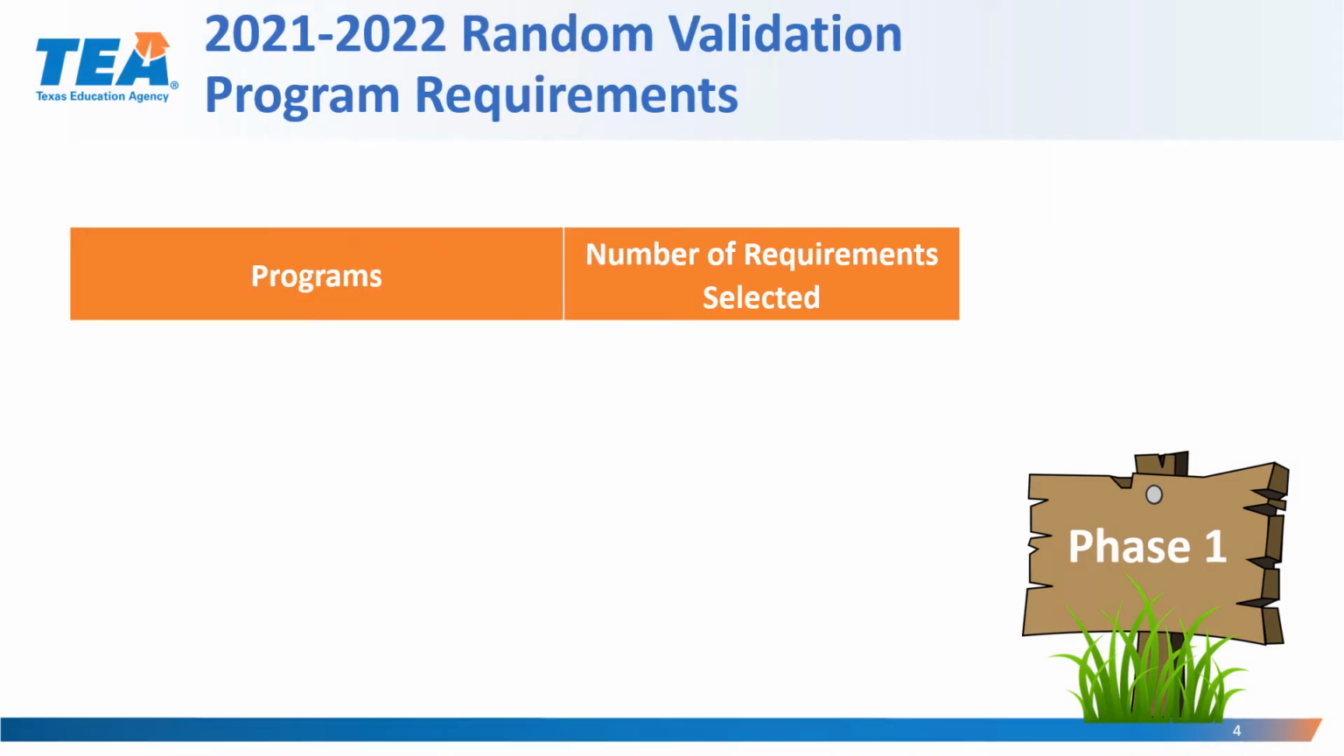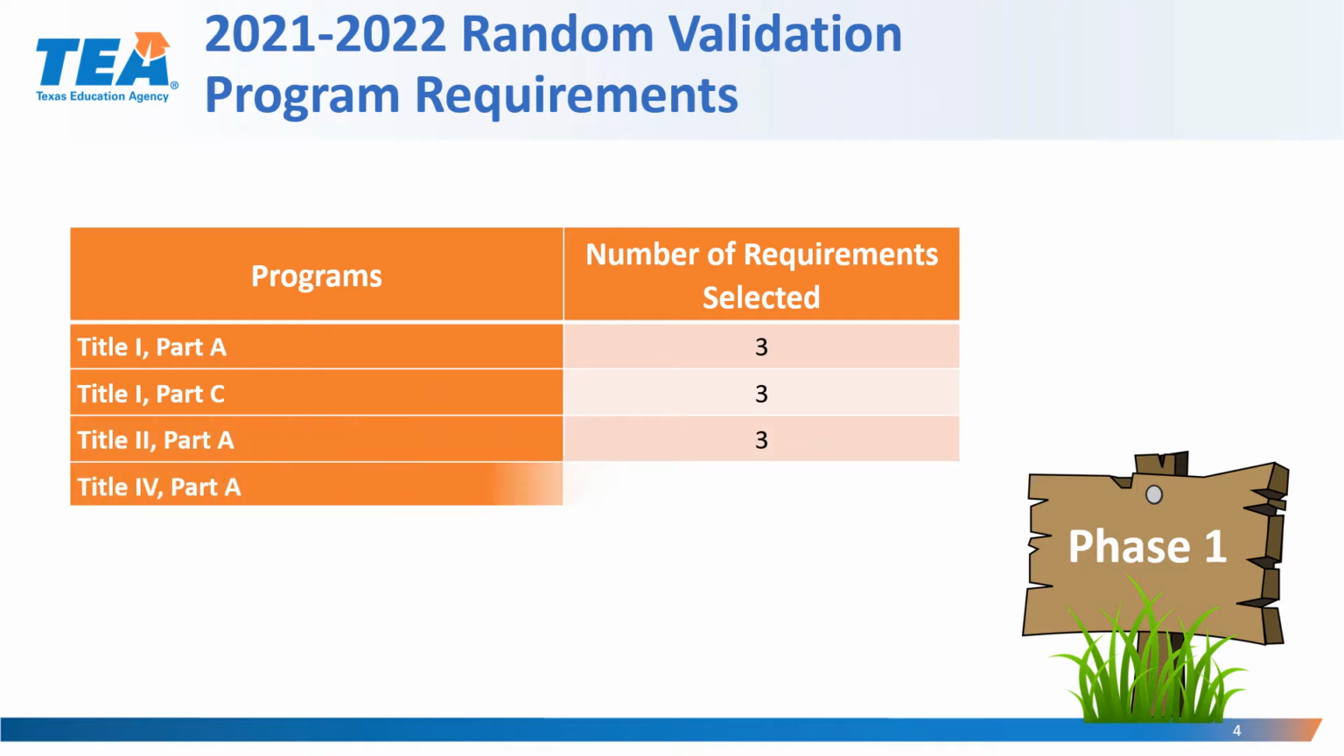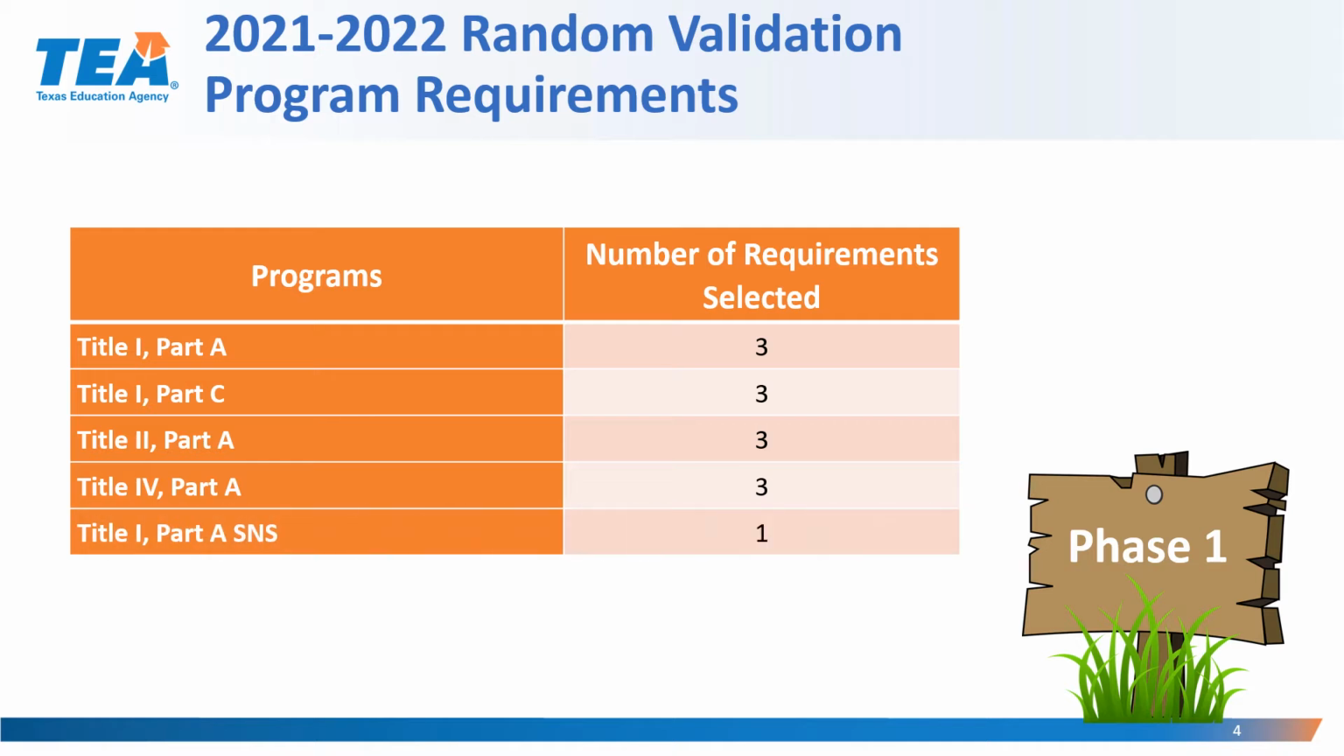We will now take a look at the number of program requirements selected by program for Phase 1 of the 21-22 Random Validation process. For the Big Four, Title I Part A, Title I Part C, Title II Part A, and Title IV Part A, each of the programs will have 3 requirements that have been selected. For Title I Part A, Supplement Not Supplant, there will be 1 program requirement selected.